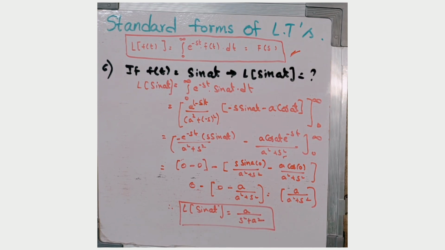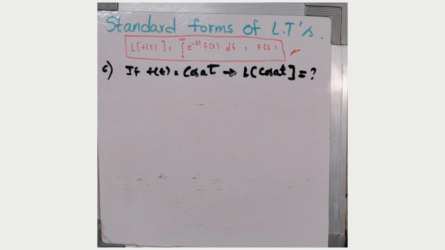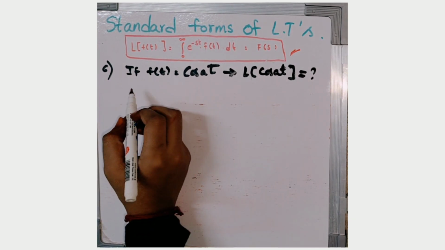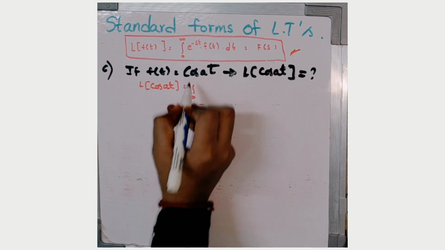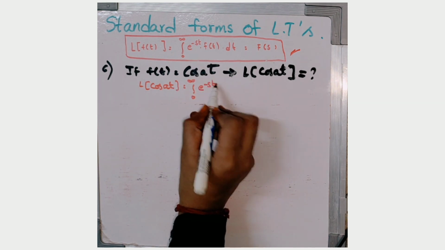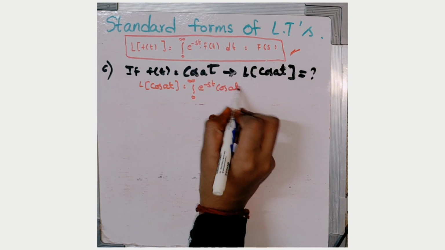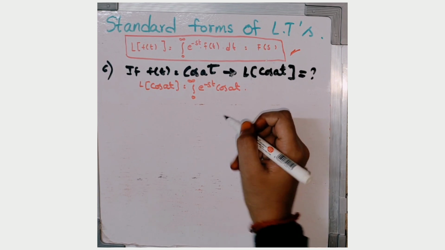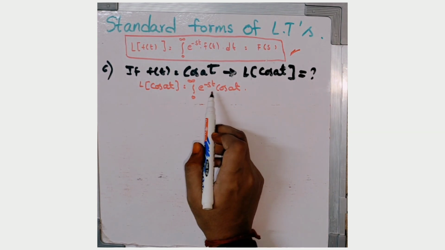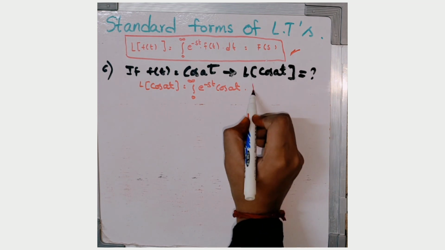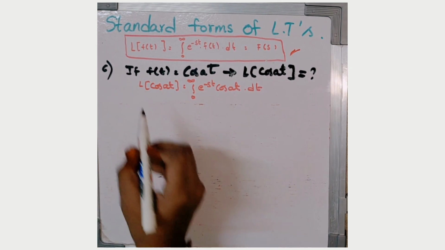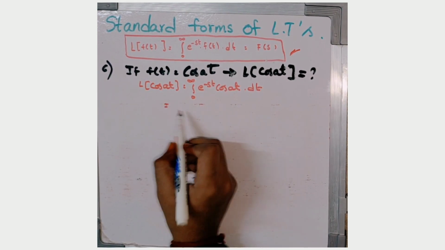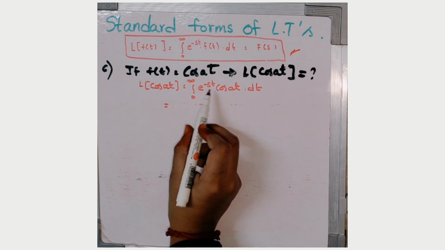Now we will find the Laplace transform for cos at. Similarly, just as for sine at, the Laplace transform of cos at is the integral 0 to infinity e power minus st f of t, where f of t is cos at. And as we have the formula for sine at, we also have the formula for the integral e power minus st cos at. Or you can apply integral uv, that's your choice. Now I'm simply writing the direct formula for the integral e power minus st cos at.